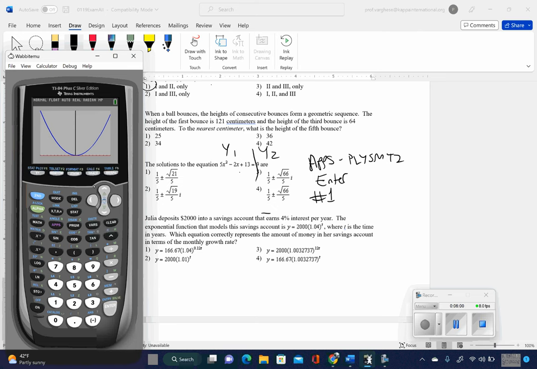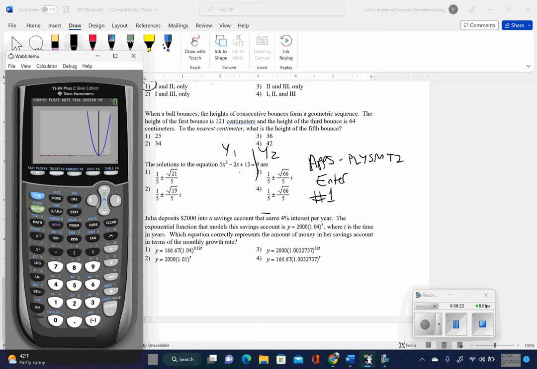So I'm looking for solutions. I want to make my calculator show me what's going on down here a little bit. So I'm going to hit window. And I'm going to my X min. And I'm going to change that to negative, let's just say negative 50. Let's be dramatic about it. All right. Oh, no, I didn't want my X min. I wanted my Y min.